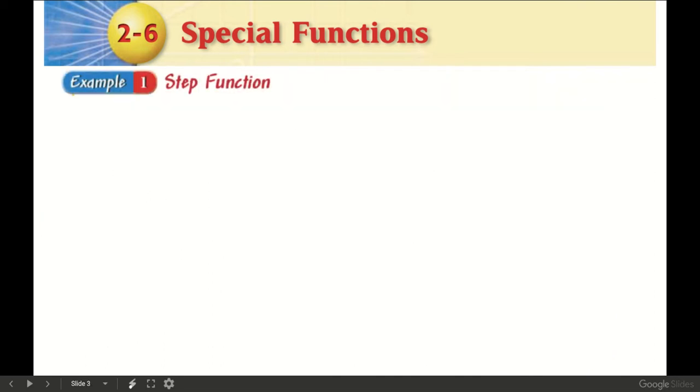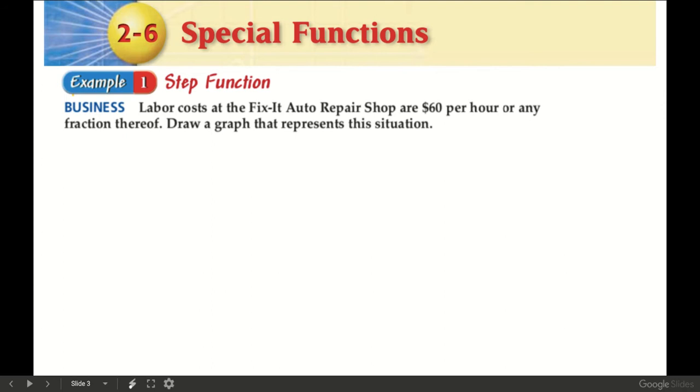So let's look at a step function. Here's an example. It says labor costs at the Fix-It Auto Repair Shop are $60 per hour or any fraction thereof. So basically, if you roll into any part of the next hour, you get charged a full hour, right? So let's go ahead and draw a graph that represents the situation.